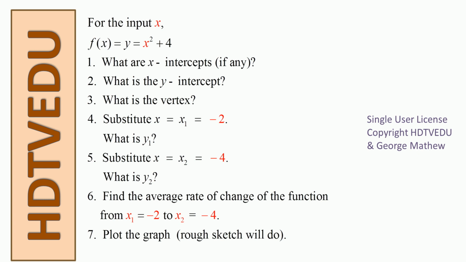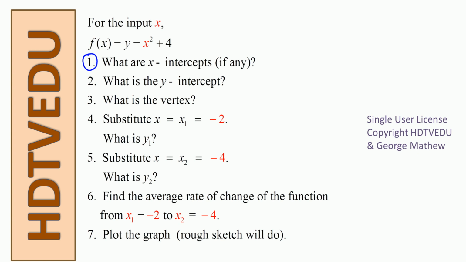The function is given as y equals f of x equals x squared plus 4. Question number 1: What are the x-intercepts, if any? Number 2, what is the y-intercept? Number 3, what is the vertex?